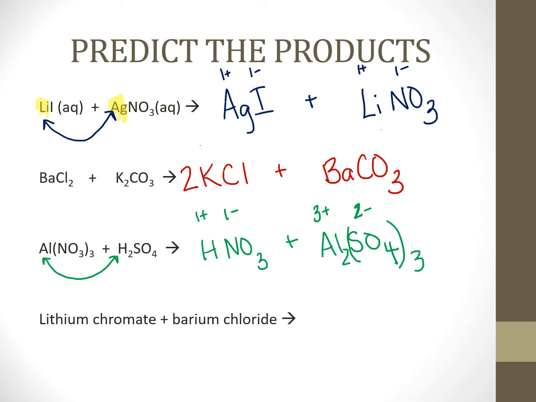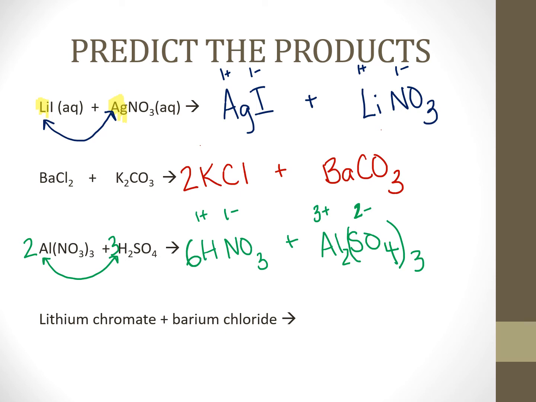Then we would have to balance. 1 aluminum, 2 aluminum, so I need a 2 here. That makes 6 nitrate. I only have 1 nitrate, so let's make that a 6. Here I have 2 hydrogen, I have 6, so let's make that 3. And then 3 sulfate, 3 sulfate. That is balanced.